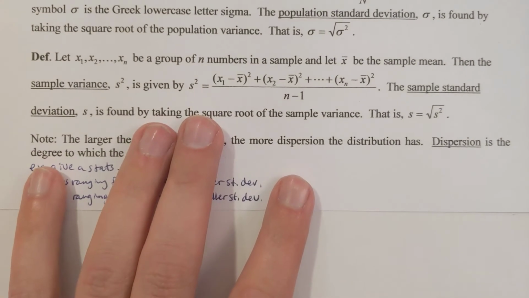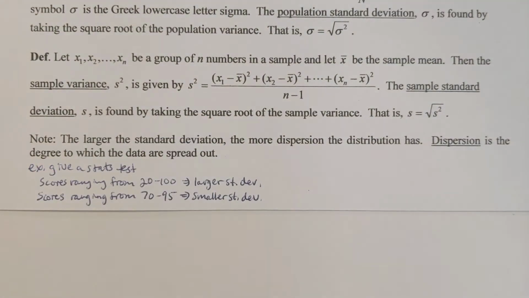The sample standard deviation, s, is found by taking the square root of the variance. So just like with the population variance, all we do is we take the square root and we get the standard deviation. Note: the larger the standard deviation, the more dispersion the data has. Dispersion is the degree to which the data values are spread out. So the more spread there is, the bigger the standard deviation.